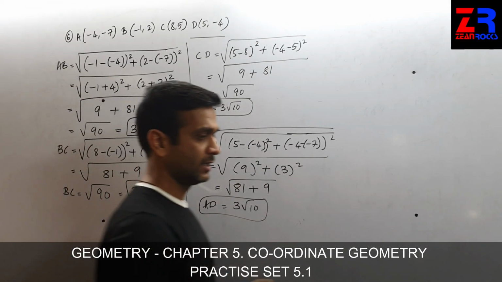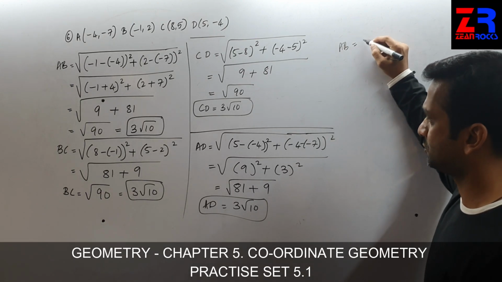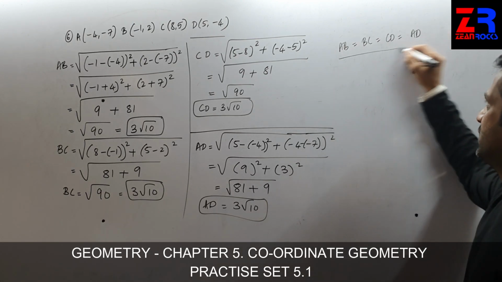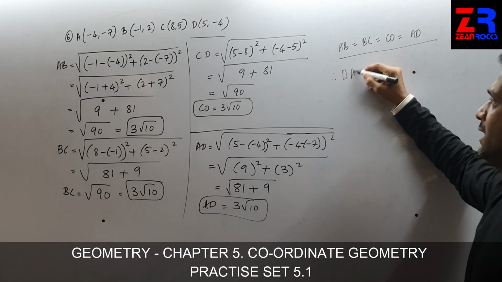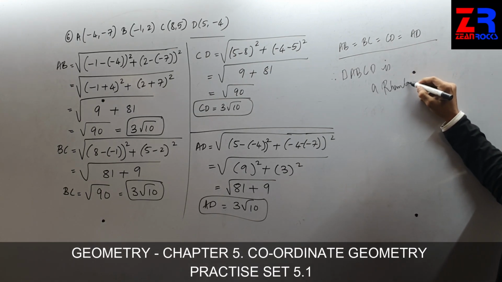I can write AB, BC, CD, AD are equal. Therefore, quadrilateral ABCD is a rhombus.